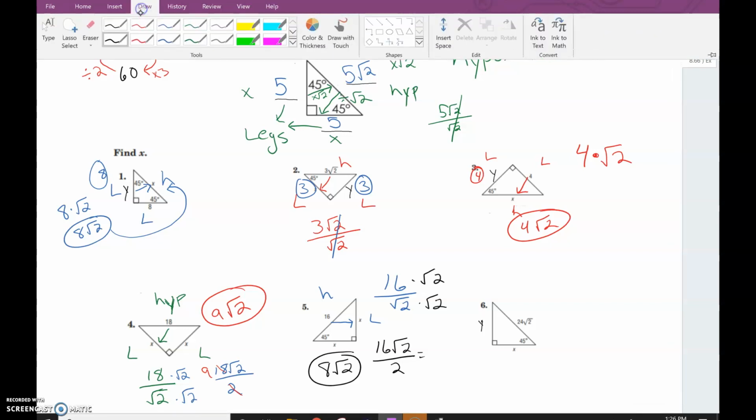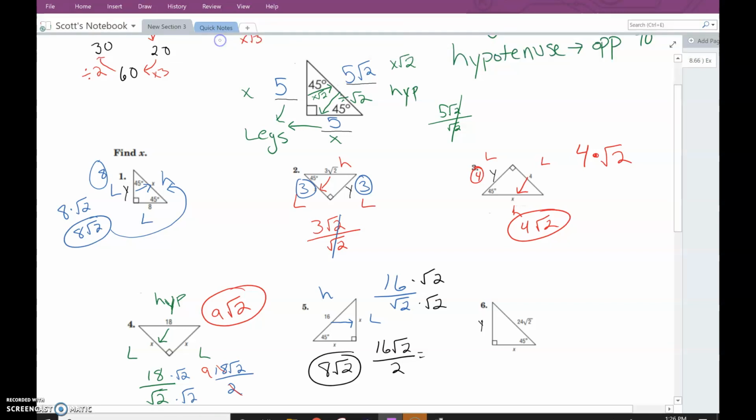The last one here, okay, hypotenuse to a leg, just like what we said up here before, it's getting smaller, so I have to divide. 24 square root of 2 divided by the square root of 2. Oh, that one's an easy one. It's just 24 for both of them, for x and y.